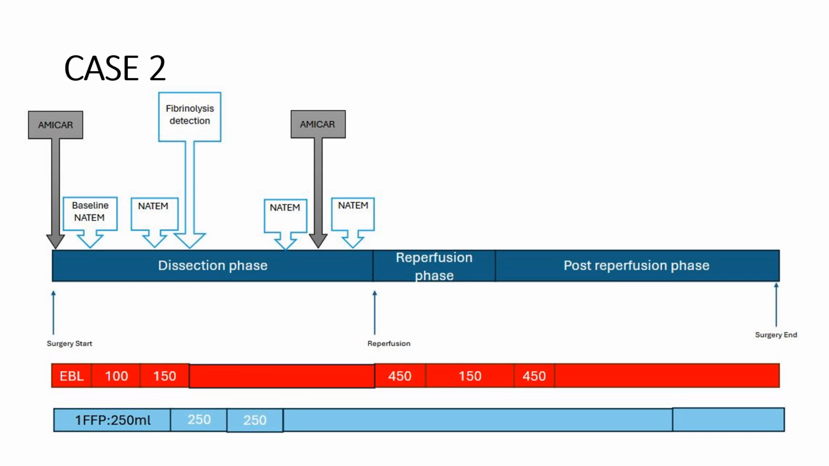So the second case is very similar. The only difference is we gave preemptive Amicar 1 cc, which is again 250 milligrams, and the patient had fibrinolysis in the middle of the dissection phase. Again, to distinguish very clearly, fibrinolysis occurred in the patient during the dissection phase in the middle of it, and it was detected 60 minutes afterwards, more toward the end. And again, we gave Amicar 1 cc, 250 milligrams, after repeating the ROTEM.